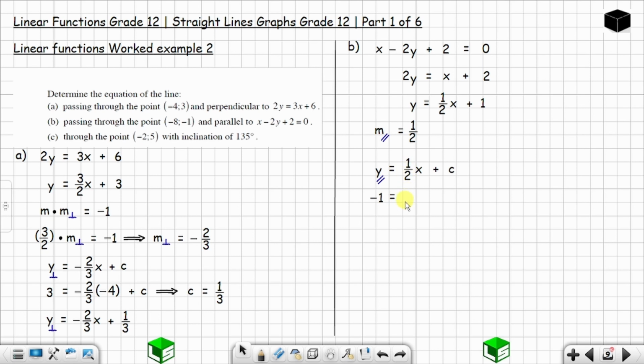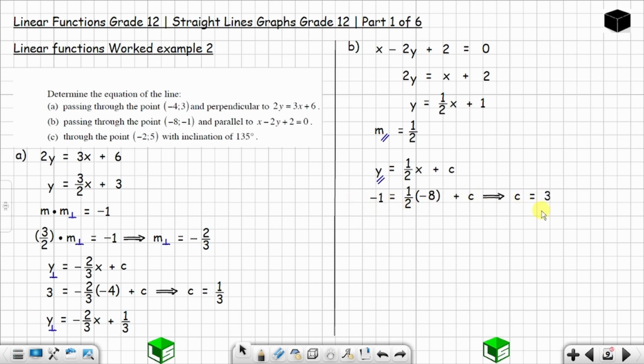This is equal to 1 over 2. Your x is negative 8. So you have 1 over 2 times negative 8 plus c. Okay, what is your c? You can see this is negative 4. Can you see? Negative 8 over 2 is 4. This is negative 4. You take it to the left, it becomes plus 4. So you have 4 minus 1, which is 3. So your c is equal to 3.